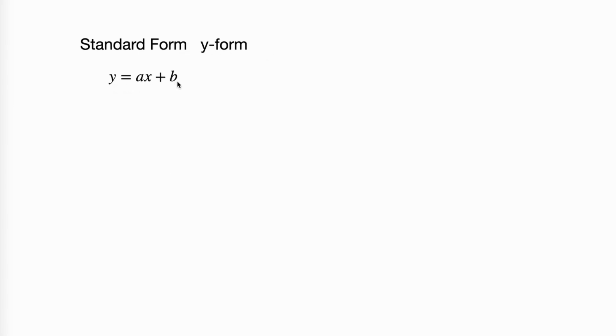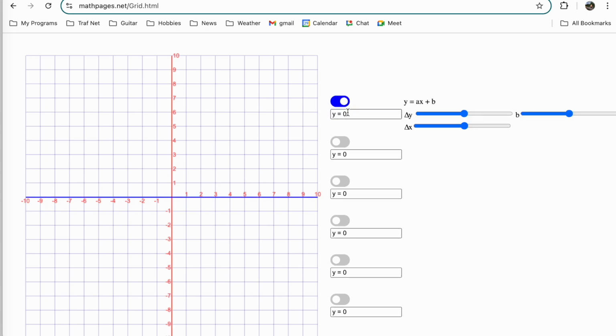Y equals ax plus b, where a is the slope, which is the rise divided by the run, and b is the initial value, or the y-intercept. You can get this from the graph, or you can work it out algebraically. Let's see what happens when we change the slope. As we change the slope, it just changes the angle, the slope.